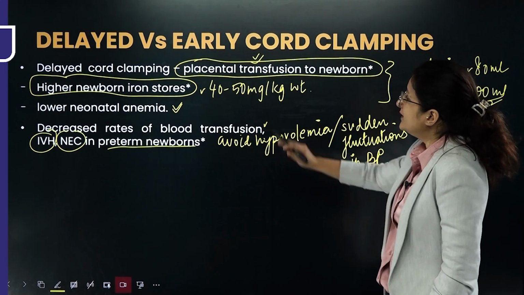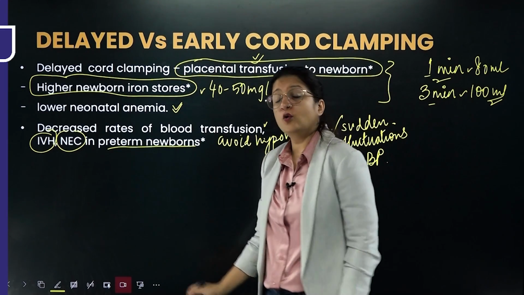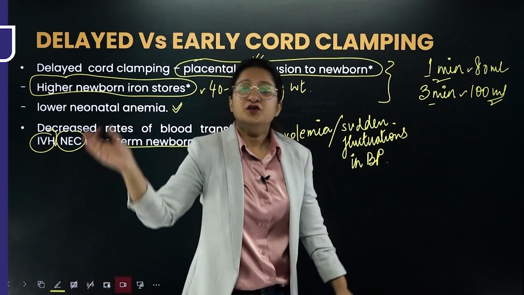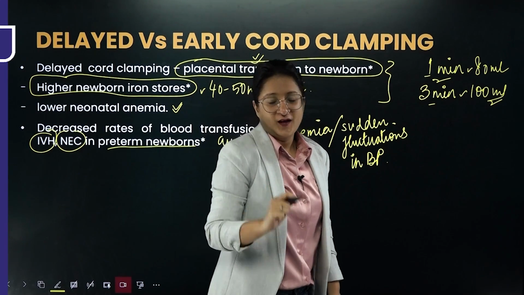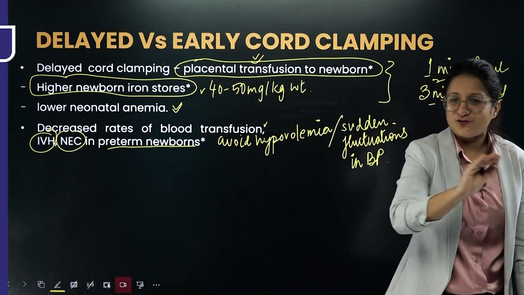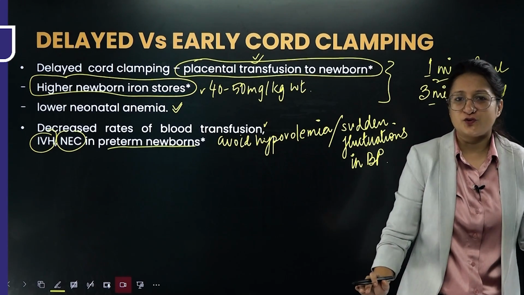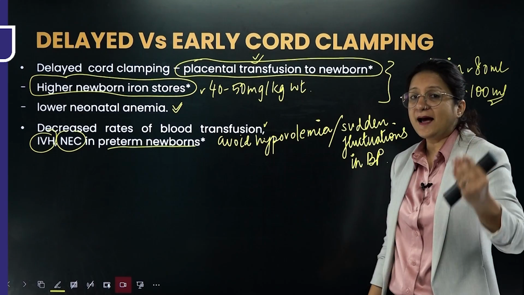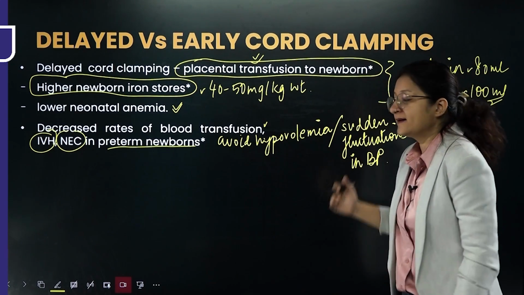See, when we follow delayed cord clamping, we go as close as possible to what nature meant. Smooth transition from the fetal circulation to the newborn circulation, avoiding the fluctuations in blood pressure that can happen with early cord clamping.